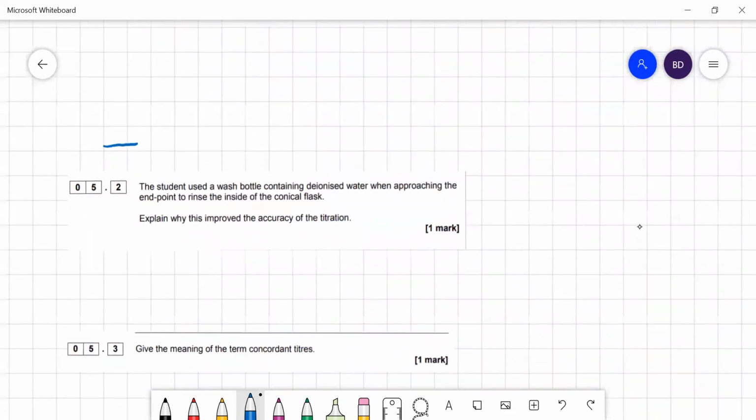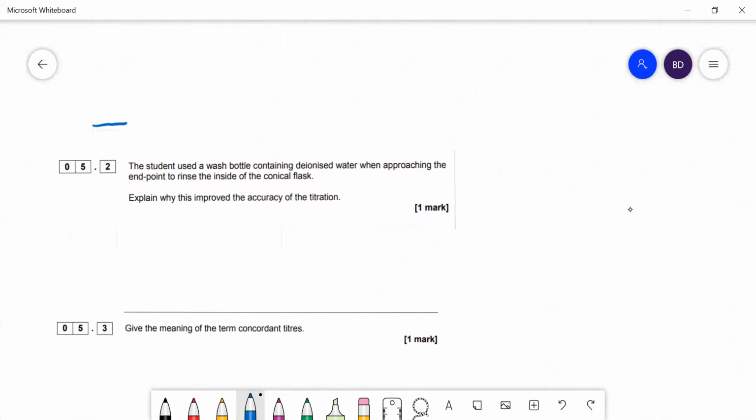Right. The student used a wash bottle containing deionized water when approaching the endpoint to rinse the inside of the conical flask. Why does this improve the accuracy of the titration? Well, if you've got your conical flask here and you've got the burette just above it, sometimes you get little splashes of liquid from the burette getting stuck on the side of the conical flask when it should all be going in there.